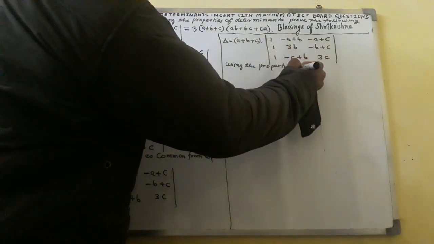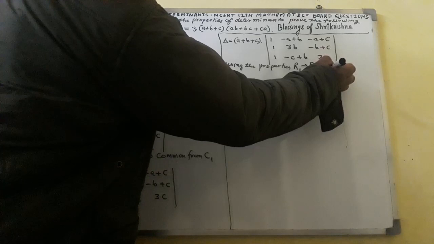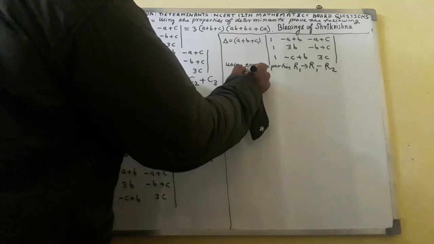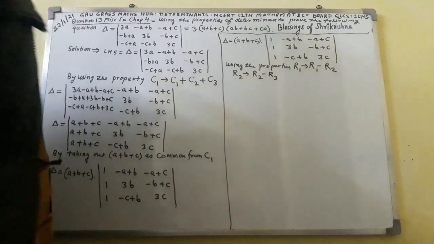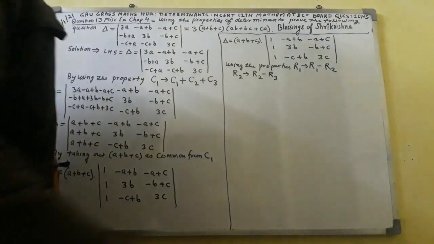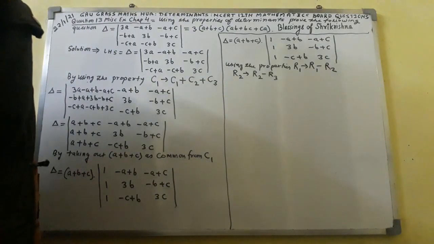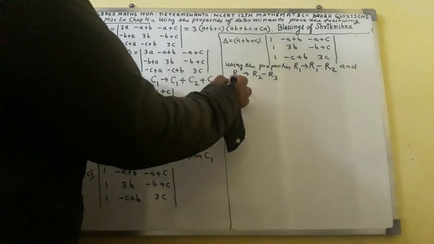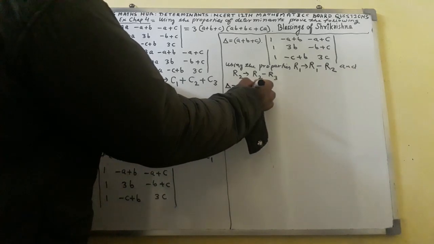Using the properties R1 goes to R1 minus R2 and R2 goes to R2 minus R3. This property I shall use. Use the property R1 goes to R1 minus R2 and R2 goes to R2 minus R3. So here write, and so this will become that is equal to, in bracket, a plus b plus c.